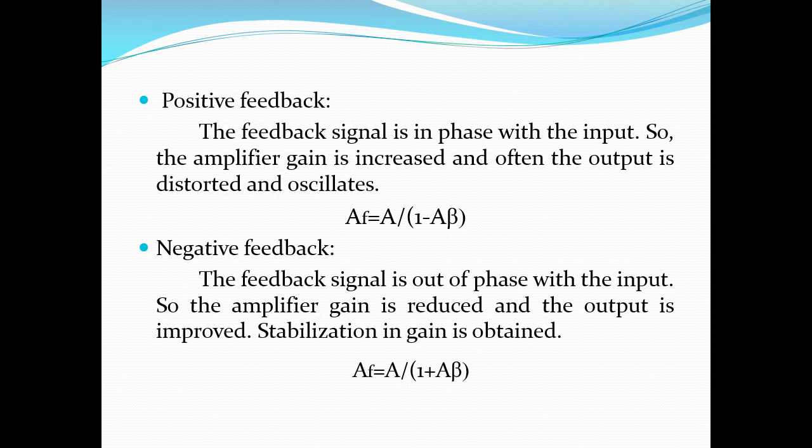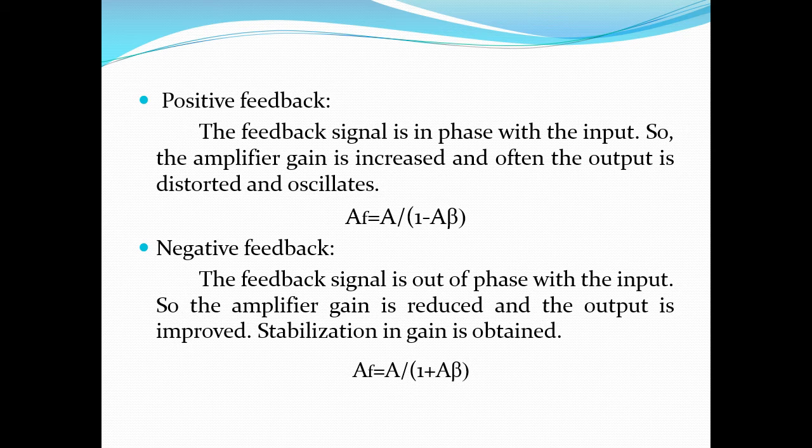Negative feedback. It is defined as, if the feedback signal is out of phase with the input. So, the amplifier gain is reduced and the output is improved, that is, stabilization in gain is obtained. Here the gain with feedback is defined as AF equals A by 1 plus A beta.